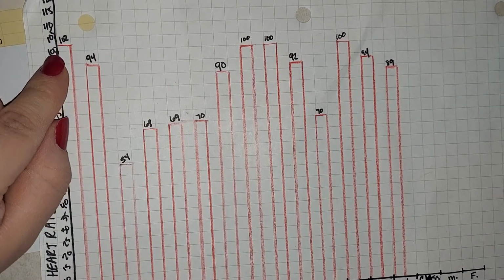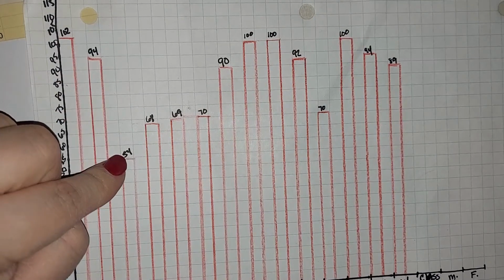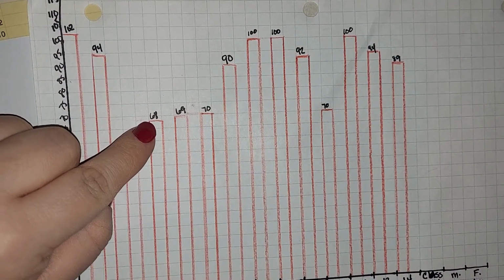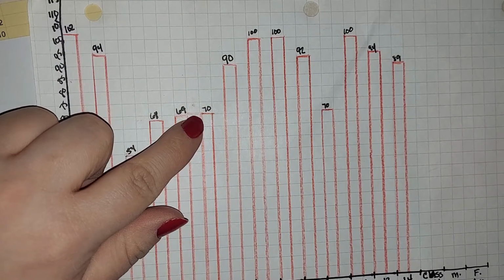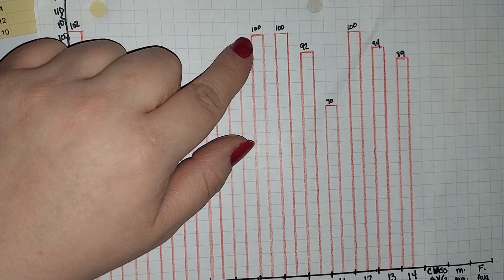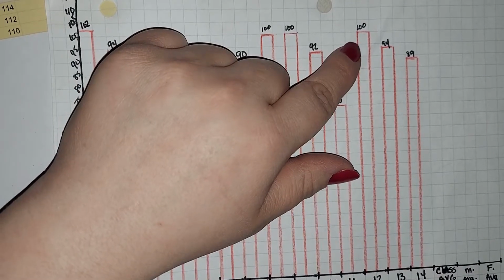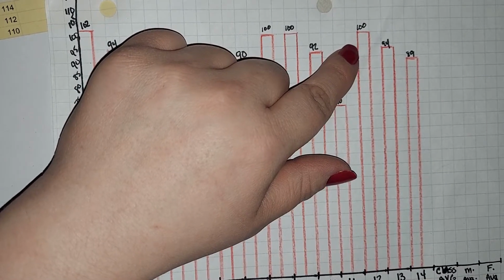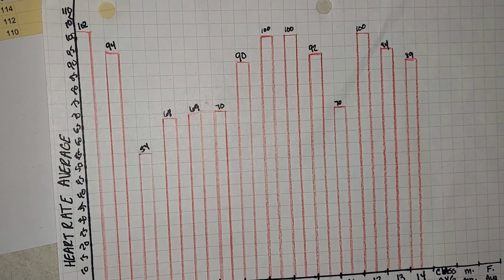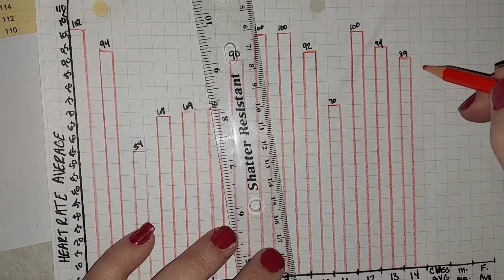So we have 102, adding 94 plus 54 plus 68 plus 69 plus 70 plus 90 plus 100 plus 100 plus 92 plus 70 plus 100 plus 94 plus 90, 89. Then with that number, we're going to divide by 14, because that's the total number, and we get an average of 85.1. So we're going to find 85.